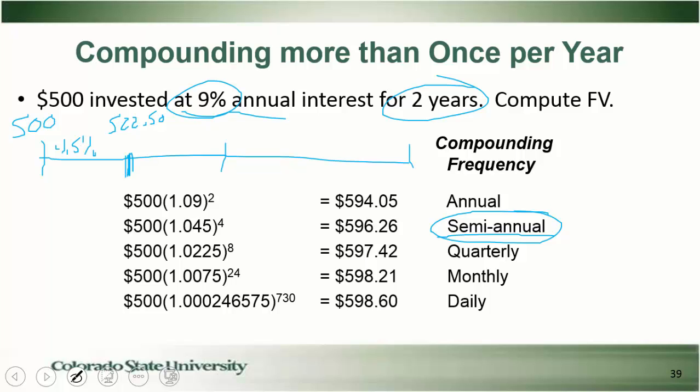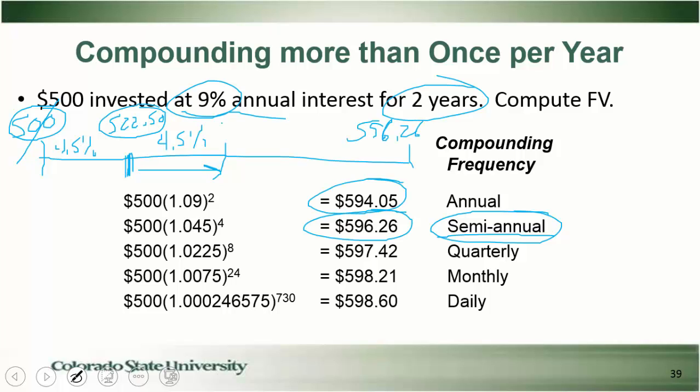Here's where the difference occurs. In the second half of that year, so this next 6 months, you're going to earn the other 4.5%, but not on 500. You're going to earn 4.5% on 522.50. And you're going to end up with more than $545 there. We could easily figure out what that is, but at the end of 2 years, with this effect, look at the difference. You're going to have $596.26 at the end instead of $594.05.